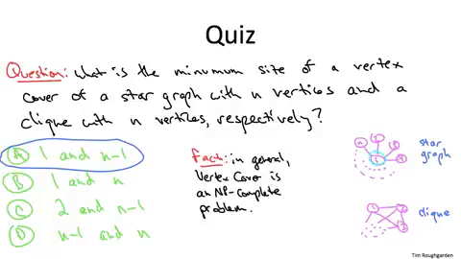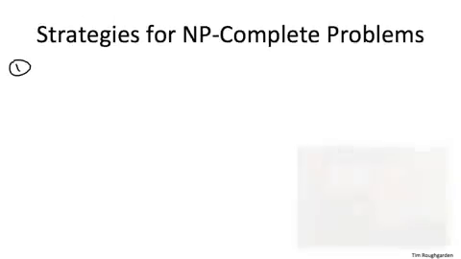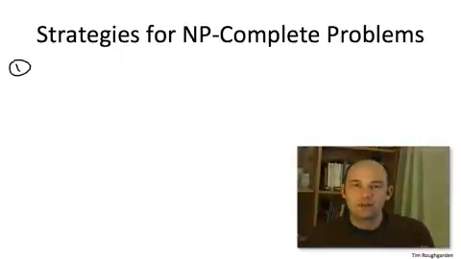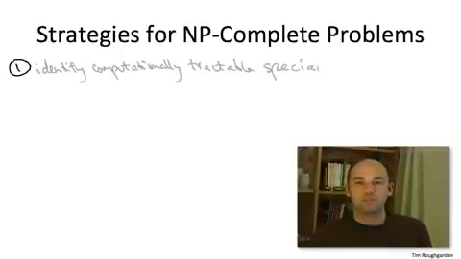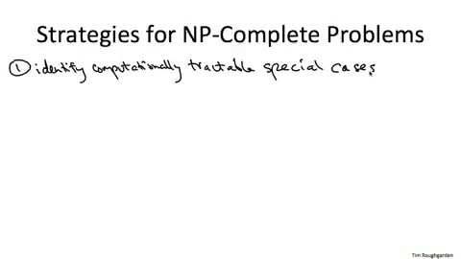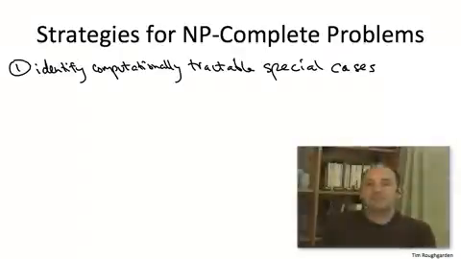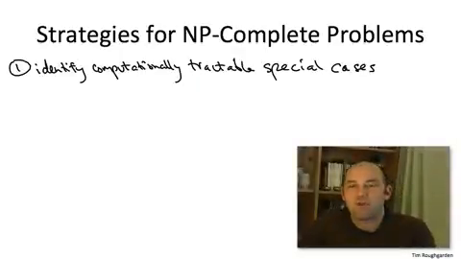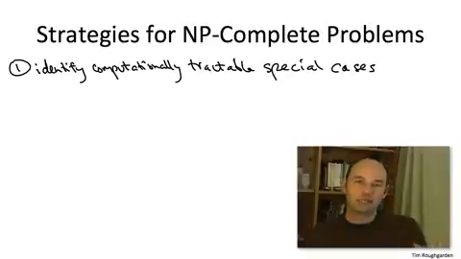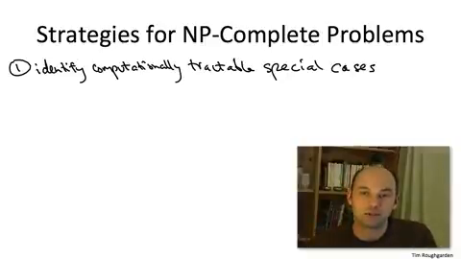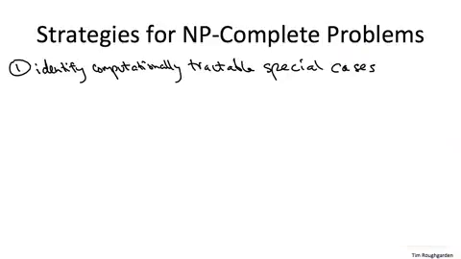So let's review our strategies for dealing with NP-complete problems that we discussed in an earlier video. The first strategy is to identify computationally tractable special cases of your NP-complete problem. Now, in the best case scenario, the version of the problem that you have to solve in your own application lies squarely inside one of these computationally tractable special cases. Then you're good to go.